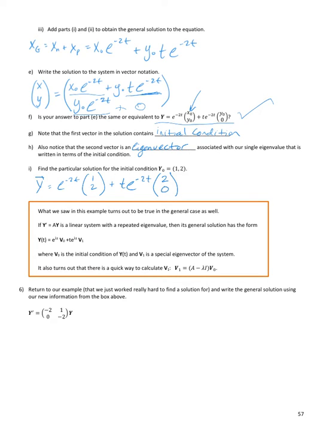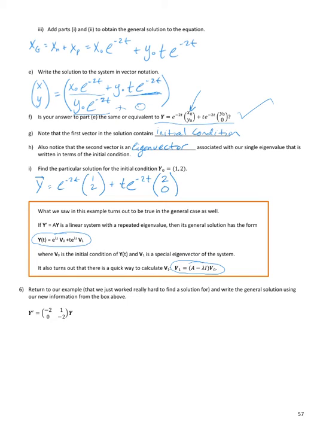So what we saw in this example turns out to be true in the general case. So we were able to solve this because it was partially decoupled, but we actually can use this result in all situations. So if y prime equals Ay is a linear system that has a repeated eigenvalue, its general solution has this form. E to the lambda t v naught, where v naught is the initial condition, lambda is your one repeated eigenvalue, plus t e to the lambda t v1, and v1 is a special eigenvector of the system that you calculate with this little formula.